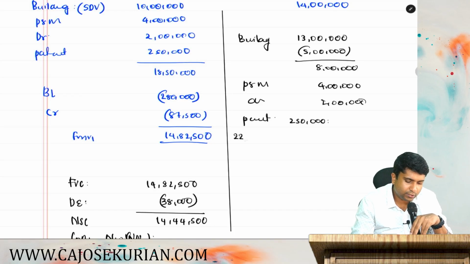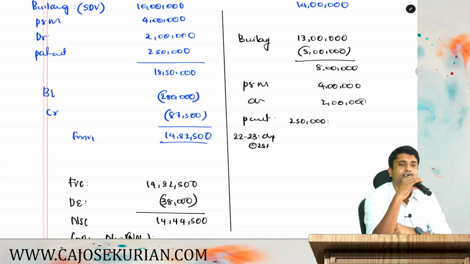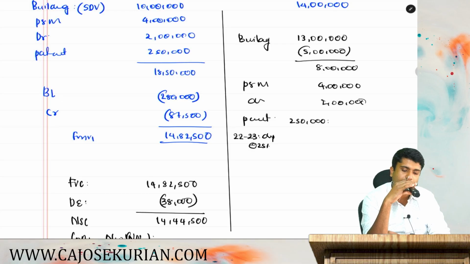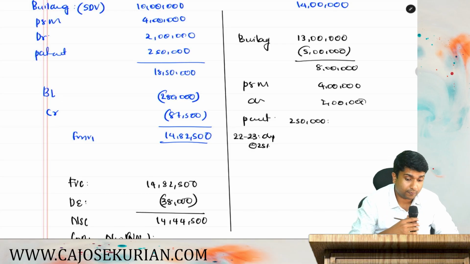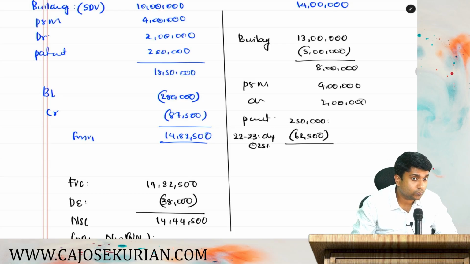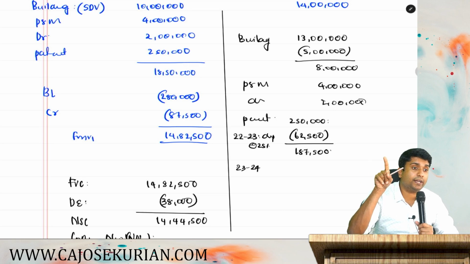So for 22-23, there is depreciation at 25%. Patent being an intangible asset, the rate of depreciation is at 25%. How much is 25% on 2,50,000? 62,500. How much is the remaining value? 1,87,500. Now, one more year is there because slump sale happened on 1st April 2024.